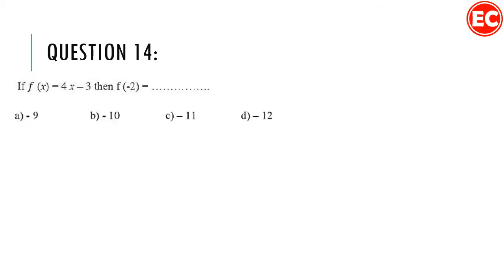Question number 14. f of x is equal to 4x minus 3, and I want to find the value of f of negative 2. So directly, I'm going to plug in the value of x with negative 2. So 4 multiplied by negative 2 is negative 8, minus 3, so the answer is negative 11.